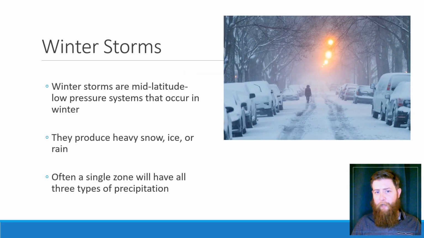A little less severe, we're going to talk about winter storms. These are from mid-latitude low pressure systems, like we talked about earlier in this chapter. They produce heavy snow, they produce ice, they produce rain. And often, if you're in an area that has a winter storm going on, you have heavy snow, ice, and rain. You have all three types of precipitation coming down.